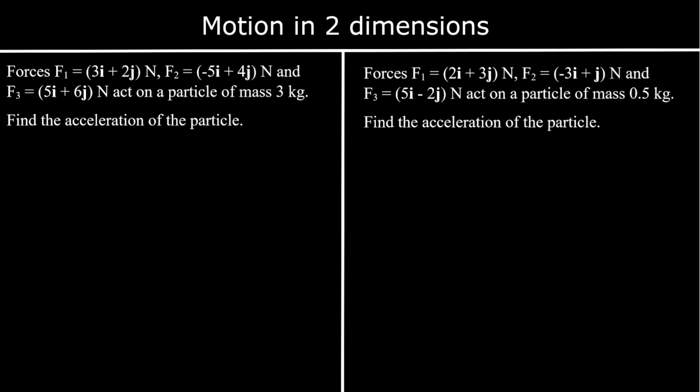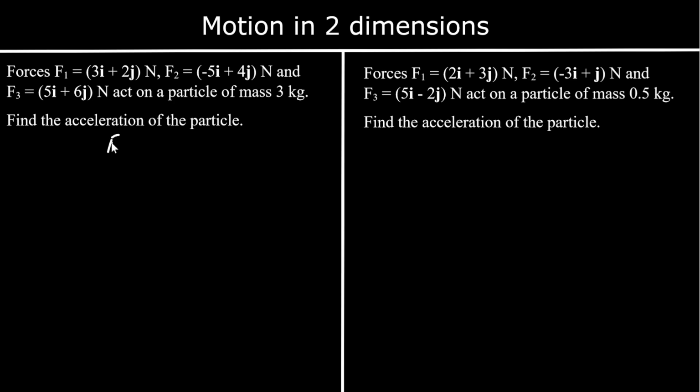In this video, we are looking at motion in 2 dimensions. In the first question, we've got forces F1, which is 3i plus 2j newtons. F2 is minus 5i plus 4j newtons. And F3 is 5i plus 6j newtons. And they're all acting on a particle of mass 3 kilograms. We need to find the acceleration of the particle.